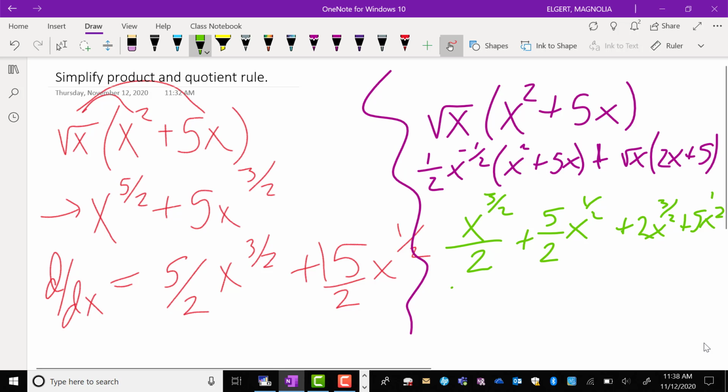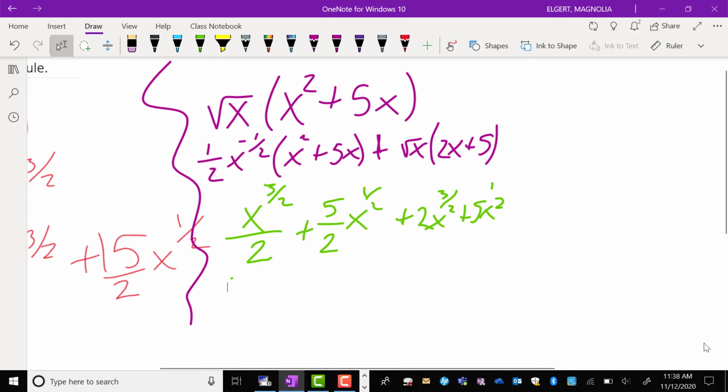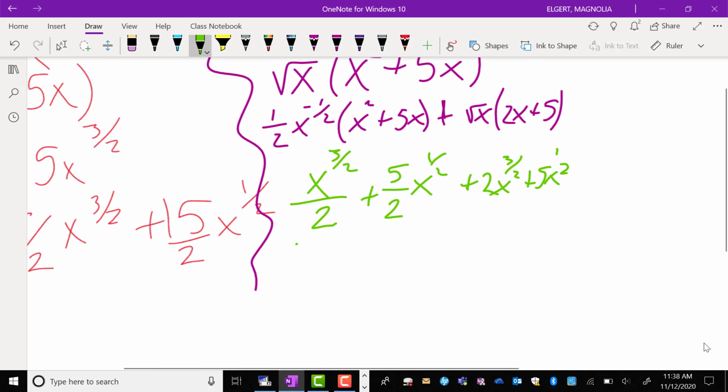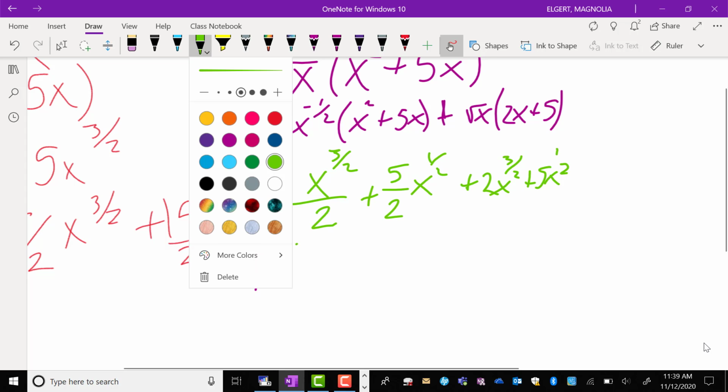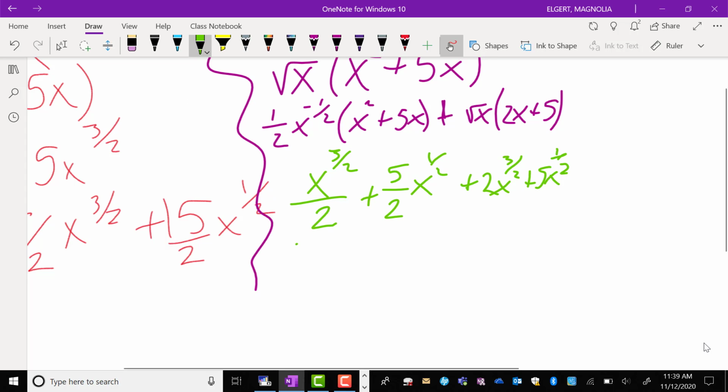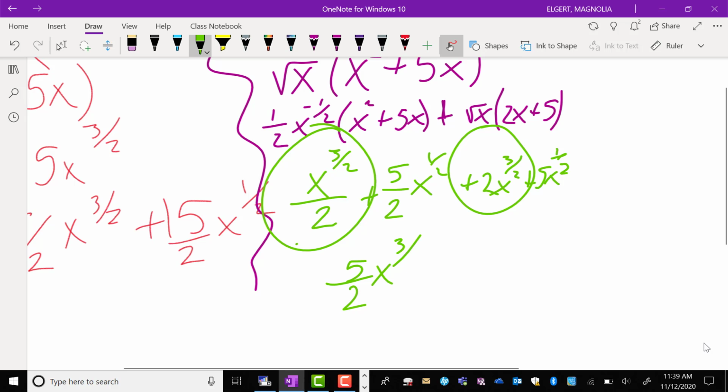So then what we have to do is look at that, and you're thinking, well, they don't look the same. And they kind of do, they kind of don't. If you combine some like terms, so this term here can go with this term. So 1/2 and 2 is 2.5 or 5/2. So you get 5/2 x to the 3/2. And then this term and this term can get combined. And when you do that, 5/2 and 5 comes out as 15/2 x to the 1/2. So that's what that one would look like.